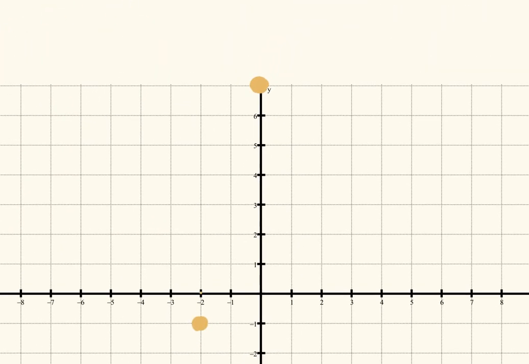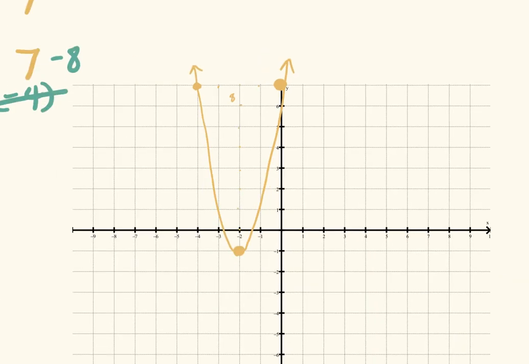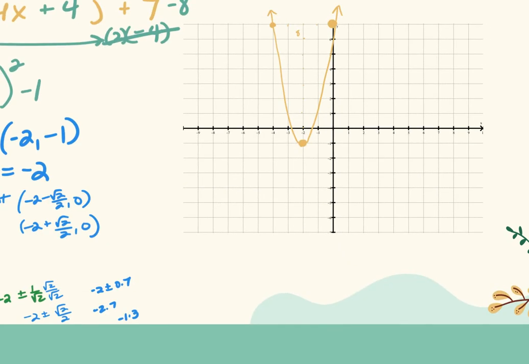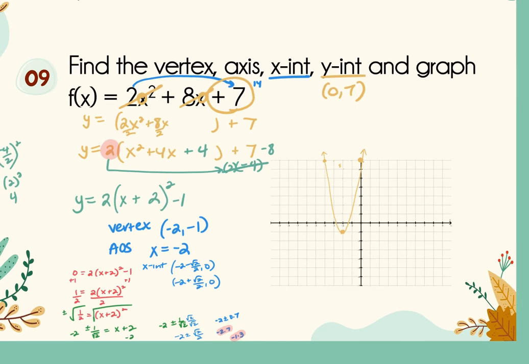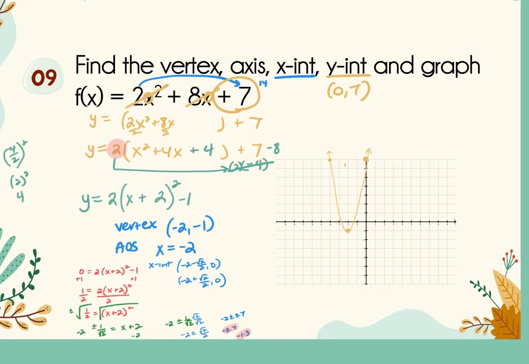So if I'm going up 1, 2, 3, 4, 5, 6, 7, 8, and to the right 2, I can go up 8, and to the left 2 to get the second point. You do not need to use those yucky intercepts to graph it, although it should be consistent with what we approximated it as, -2.7 and -1.3. Questions on that one?